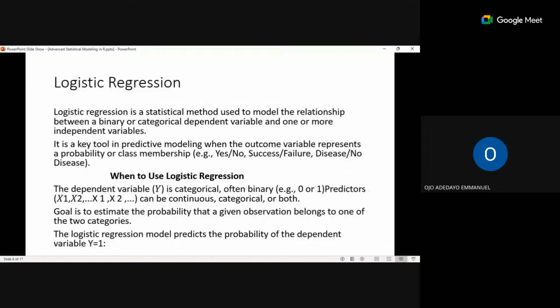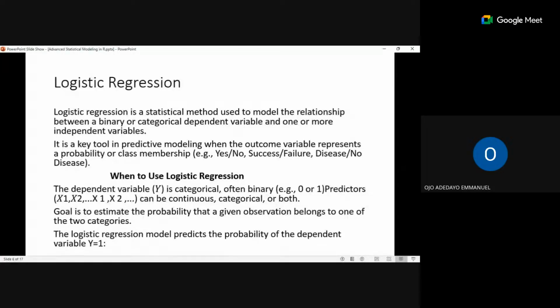Another regression that we're going to be checking tonight is what we call the logistic regression. Unlike the simple linear regression and the multiple linear regression, logistic regression is different from them. Why? Because the dependent variable of the logistic regression is a polar, a dichotomous, a binary variable.